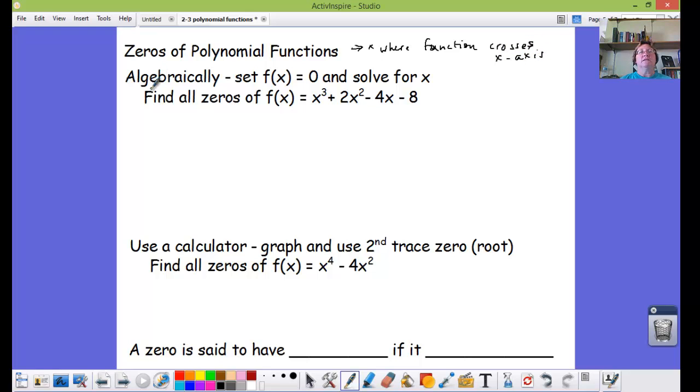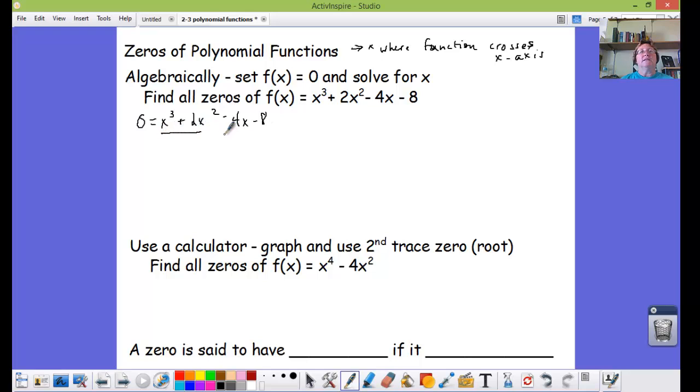And one way to find them is algebraically. Set the function equal to 0, solve for x, it says. So if we were going to find the zeros of this one, we would say that 0 is equal to x to the third plus 2x squared minus 4x minus 8. Now, ladies and gentlemen, with those powers of x's, we're not going to be able to undo what's been done to x. We're going to have to use some different strategy. And I'm going to ask you to think about factoring.